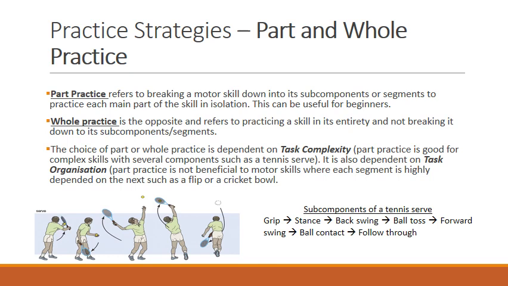We also need to look at the task organisation. So by task organisation, if it's the tennis serve, for example, that task is organised with a number of discrete skills organised into one fluent movement. We need to take a skill and have a think about how dependent each subcomponent of that skill is on the thing that comes before or after it.